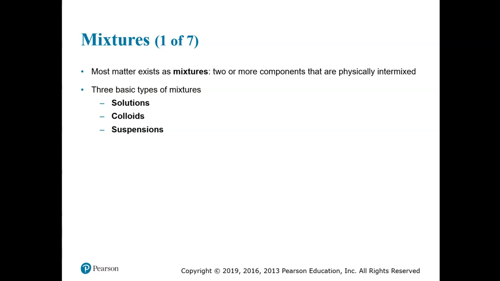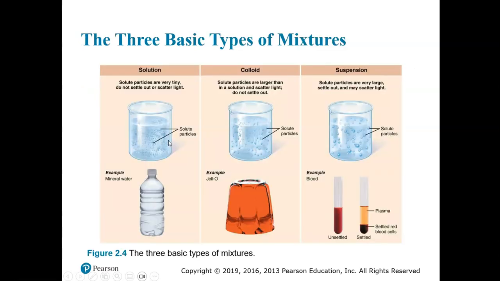So then we have a section on mixtures, where you have two or more components that are physically mixed. There are three basic types. Solutions are when you have one of the components dissolved in the other one. Then colloids and suspensions. In a solution, the particles are tiny, but they don't settle out and they don't scatter light. So mineral water is a solution. Salt water is a solution. Sugar dissolved in water is a solution.